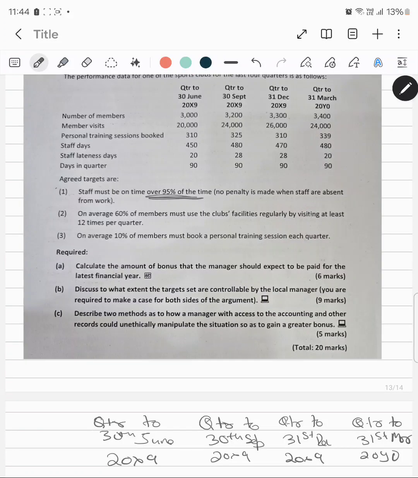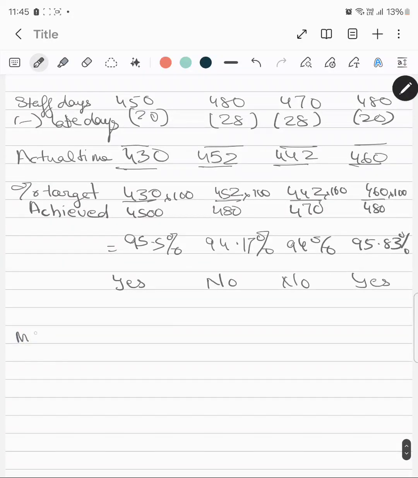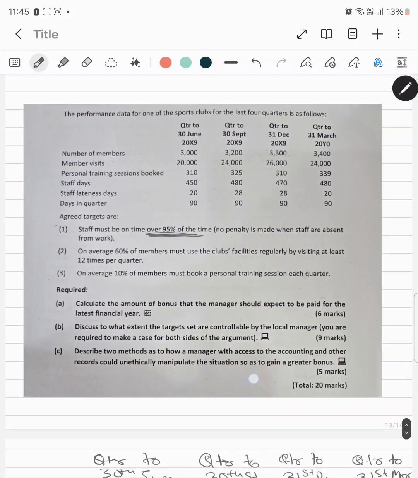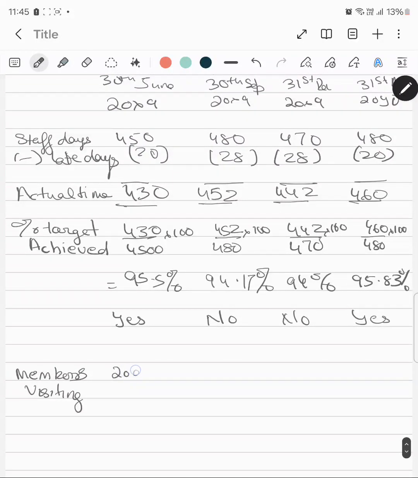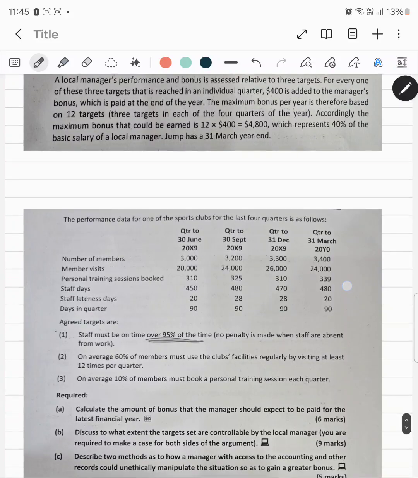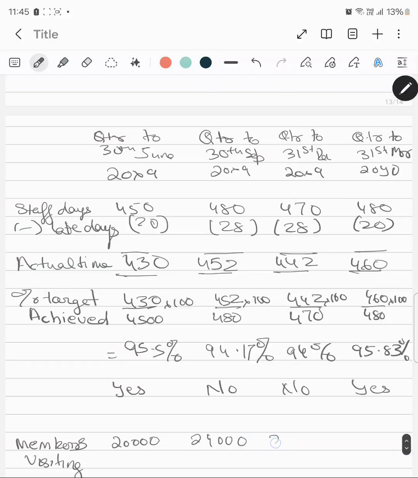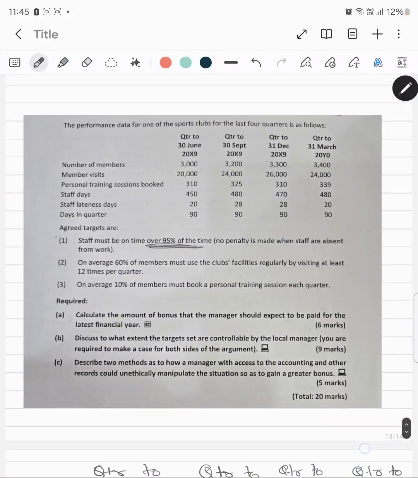So what are the total number of visits? We need to concentrate on the total number of visits that members are making. The members visiting has been given to us in the question. We can write it over here. Members visiting the club are 20,000, 24,000, 26,000.